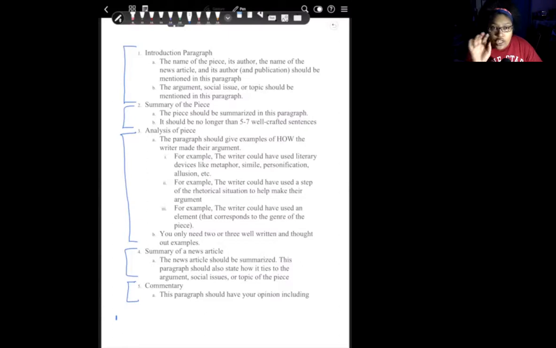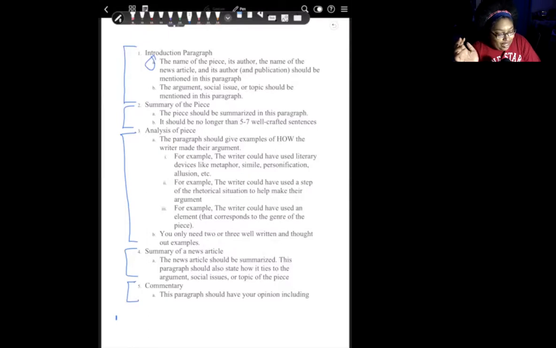Okay. So let's look at that first paragraph, which is the introduction paragraph. In the introduction paragraph, you're going to make sure that you name the piece, its author, the name of the news article, its author, and publication, and it should be mentioned in this paragraph, not in paragraph 5, not in paragraph 2. It should be mentioned in the first paragraph. Okay. So when you see the example, you'll see how it's outlined there.